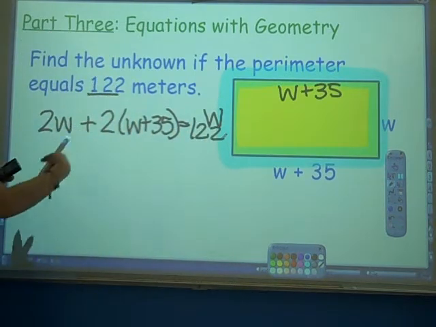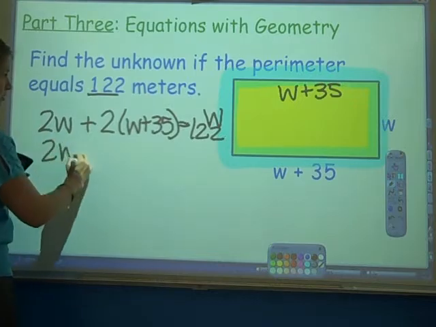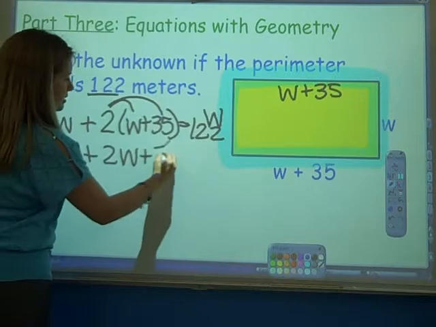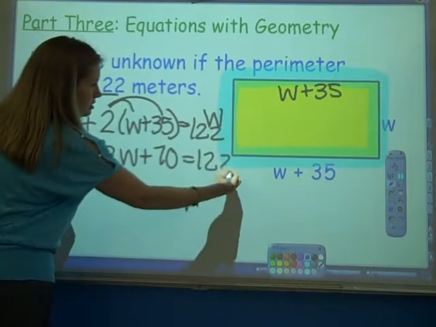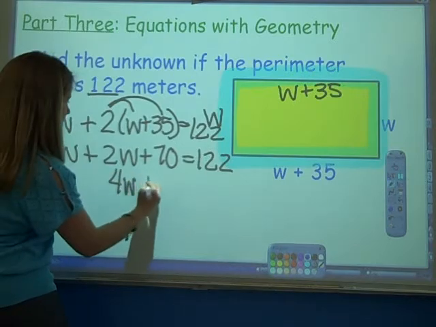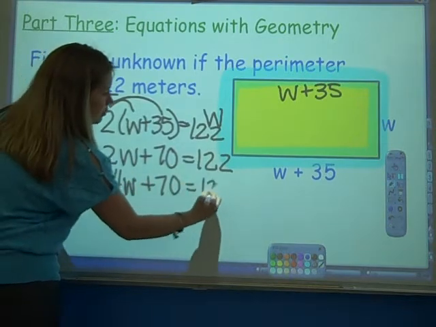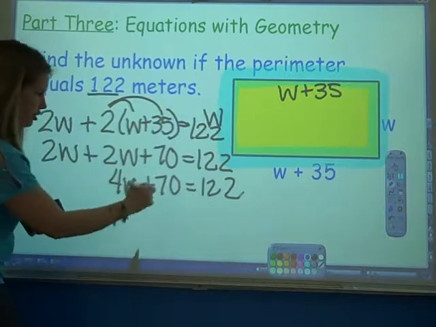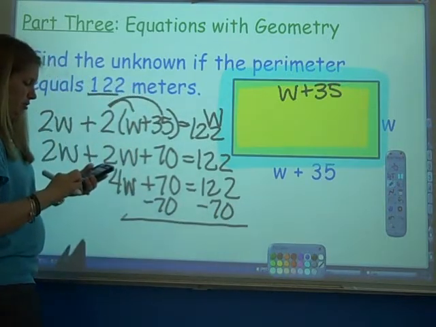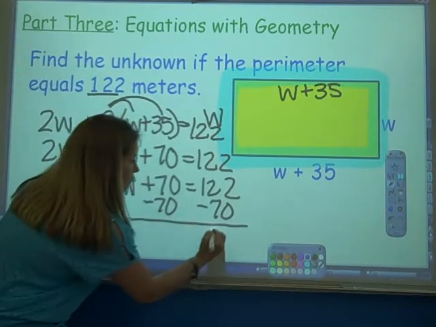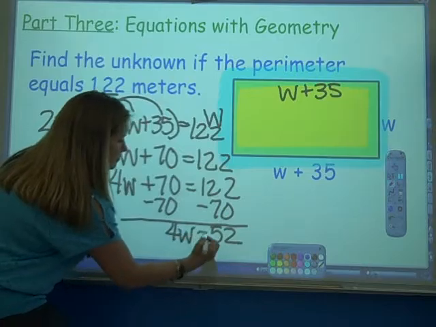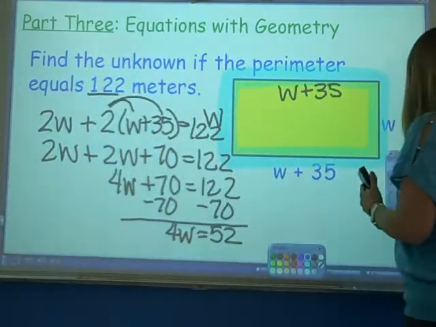So let's simplify the left side here. We have 2w plus, distribute, 2w plus 70 equals 122. Keep simplifying over here. 4w plus 70 equals 122. Subtract 70 to both sides. 122 minus 70, 52, equals 4w. Let me get some more space to write.